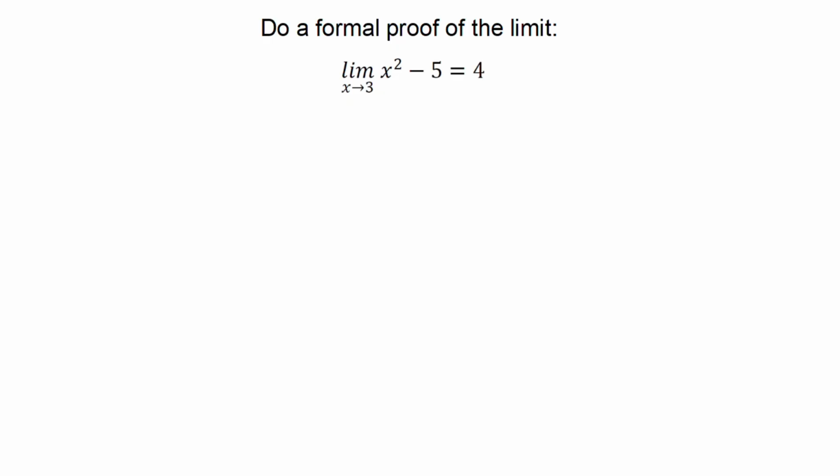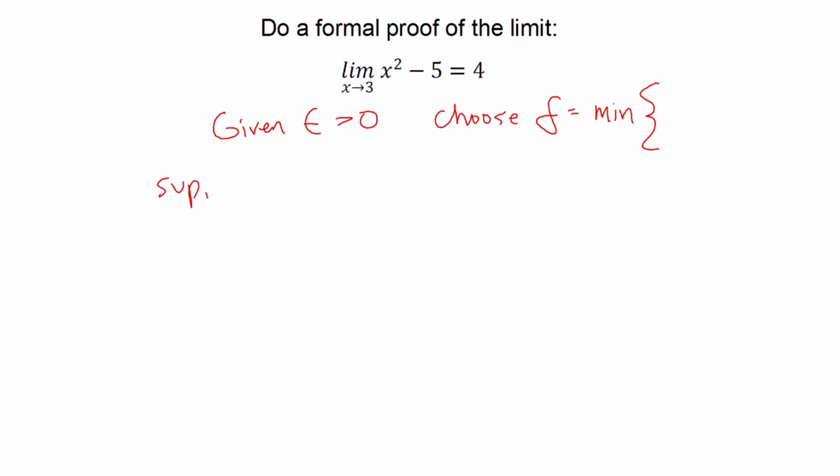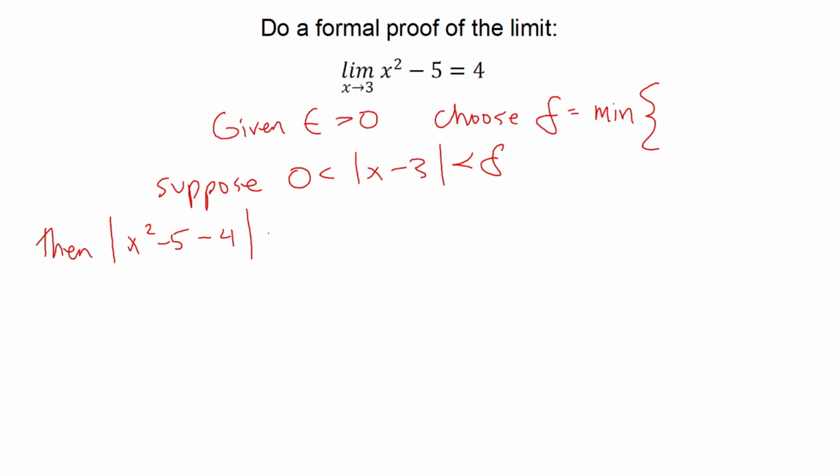All right, so for number 4 here, we're going to start the same way with a given epsilon greater than 0. We're going to choose delta equal to something. And I can tell you right off the bat, since this is a quadratic, the method we're going to use to solve this is going to give us this minimum thing in here. And so we'll suppose that 0 is less than the absolute value of x minus a, which in this case is 3, is less than delta. Then the absolute value of f of x minus L must eventually be less than epsilon.